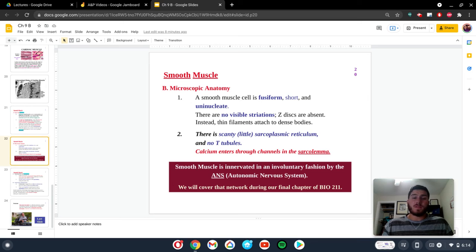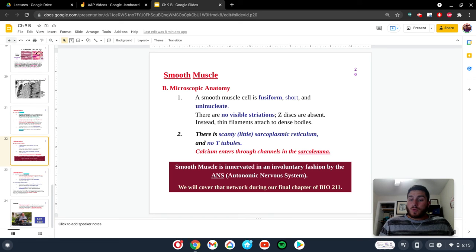If you look at the anatomy of these smooth muscles, what you'll see is that the smooth muscles are fusiform, short, and uninucleated. And there are no visible striations. The Z discs are not there. And instead, you're going to see thin filaments attached to dense bodies. So it's very different than the skeletal system and the cardiac system. Not only that, but there's not a lot of sarcoplasmic reticulum, and there are no T tubules. So instead, calcium will enter through channels in the sarcolemma. So it is very different than that of the skeletal system and the cardiac system.